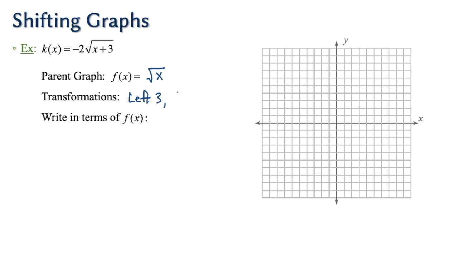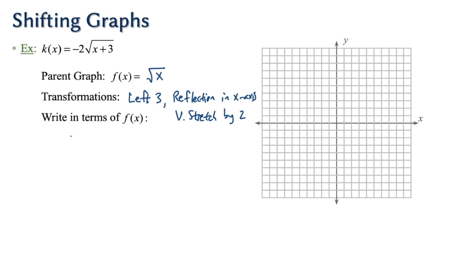After this, I'm just going to go ahead and write the negative first and say we're going to have a reflection in the x-axis. And then we're going to do a vertical stretch by a factor of 2.